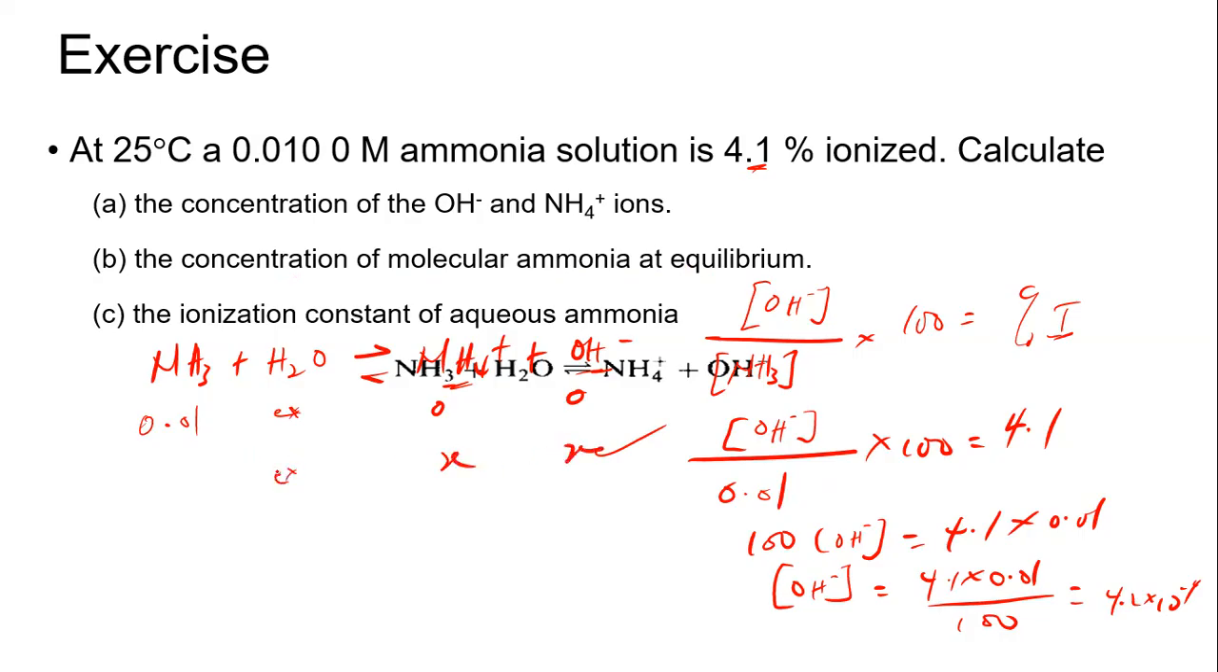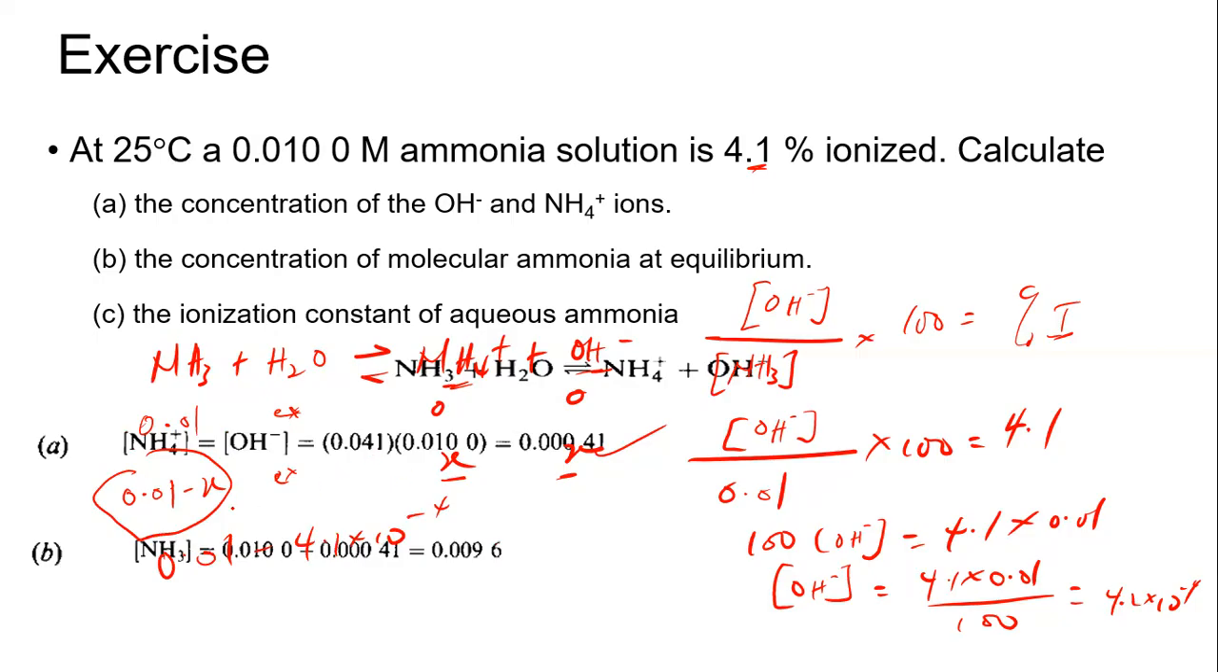The water will still be in excess, but the amount of ammonia left will be 0.01 minus X, because it has dissociated to produce these ions. That will be the amount left at equilibrium. If they ask us to find the amount left at equilibrium, it is just the initial amount, 0.01, minus the 4.1 times 10 raised to the power negative 4. That is what has been solved here. A simple subtraction gives you 0.0096.